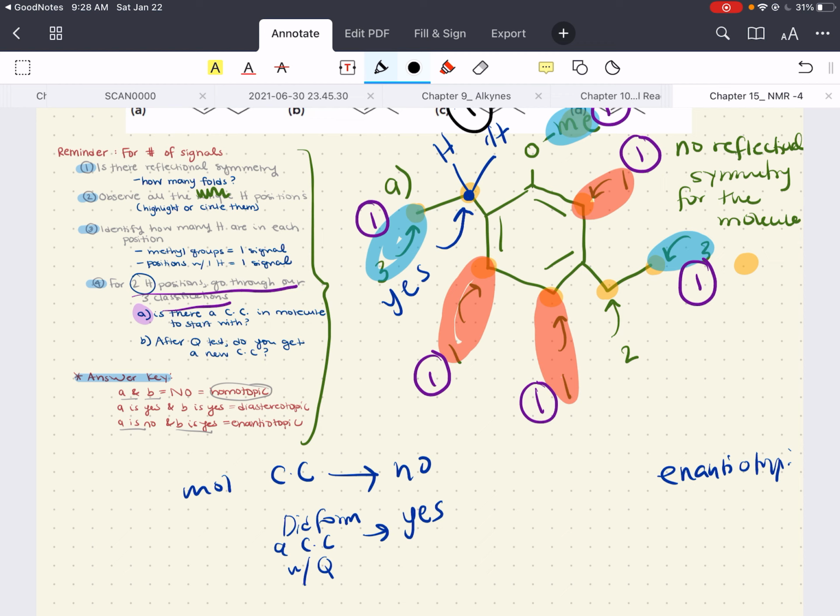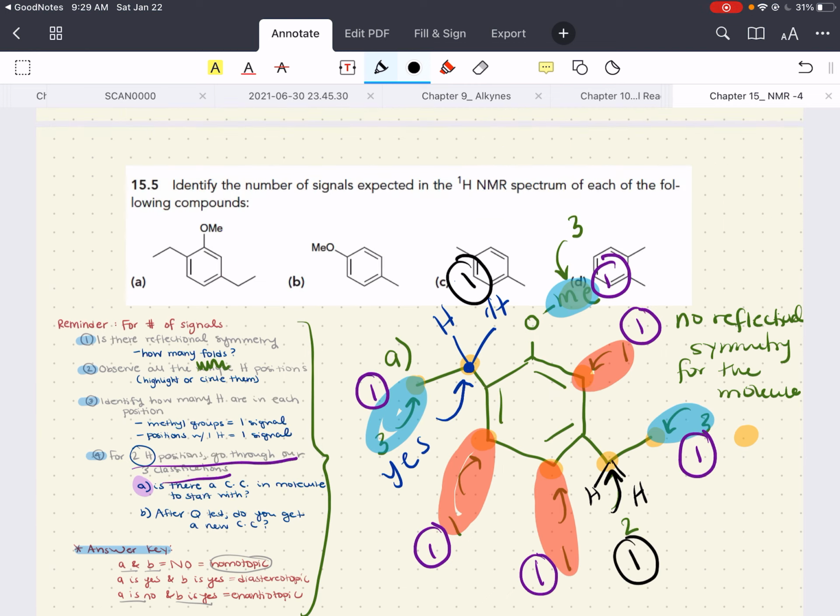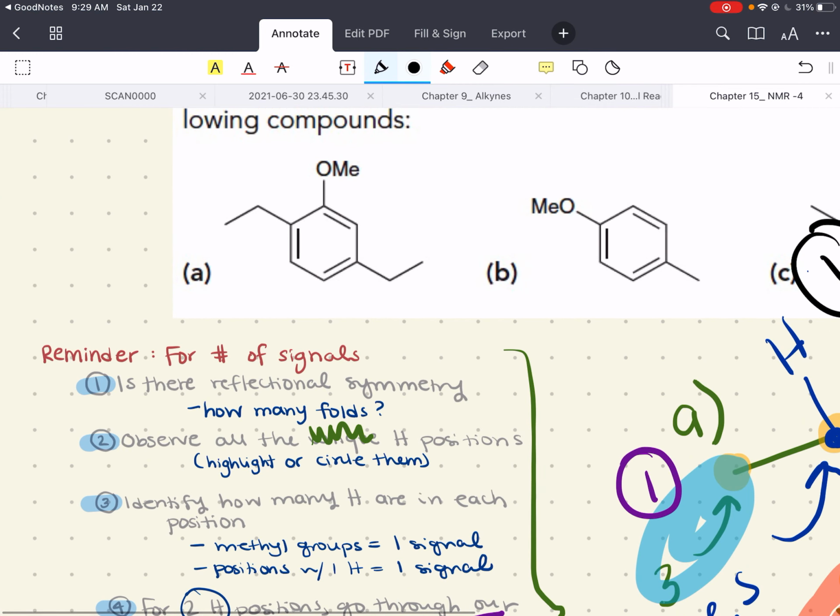Now if we do the same thing at this position with two hydrogens, we're going to get the same thing. We form a new chiral center, but our molecule as a whole doesn't have any other chiral centers. And so that makes these two hydrogens enantiotopic, and that means they're chemically equivalent. So what we've just figured out is we get one unique signal from all the methyl groups, one unique signal from all our single hydrogens, and one unique signal where there are two hydrogens.